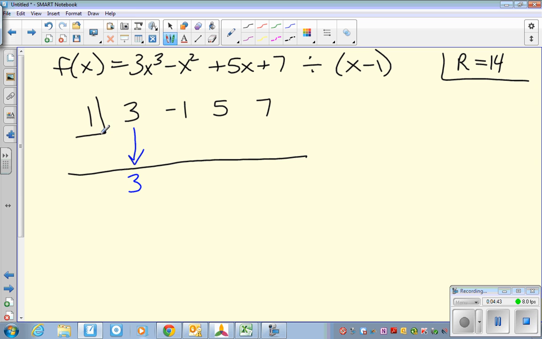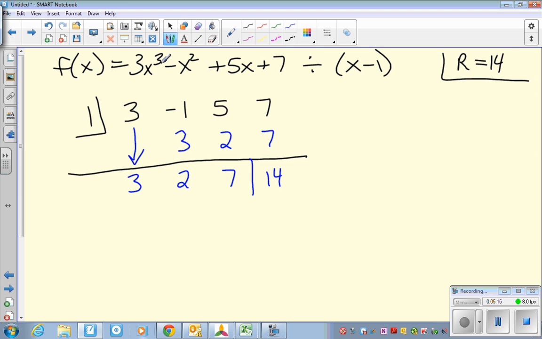And then we're going to multiply this number here by this number. Well, 1 times 3 is 3. Then we're going to add these two, and that adds to 2. Multiply, add. Multiply, add. And here's that 14. So this is a good reminder. I usually put a line here, or I box it off entirely, to show me that this is the remainder, and this is going to be my answer.